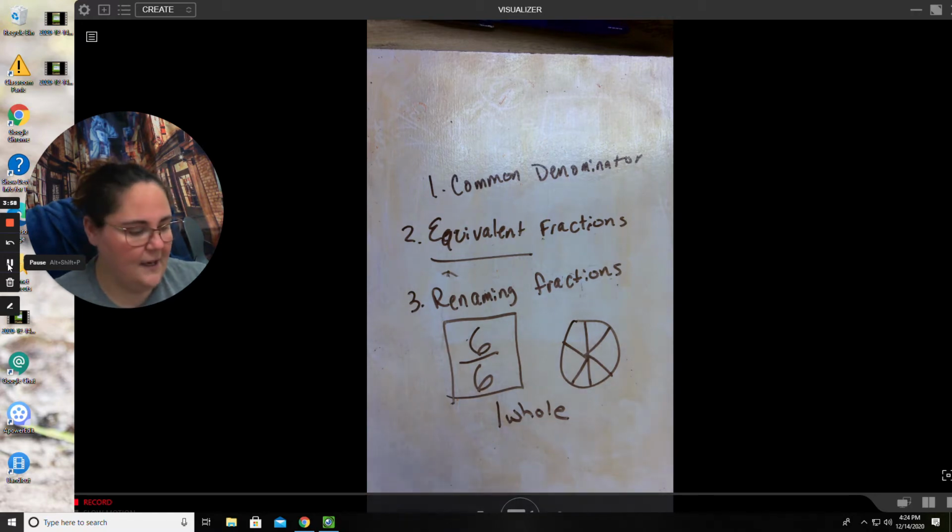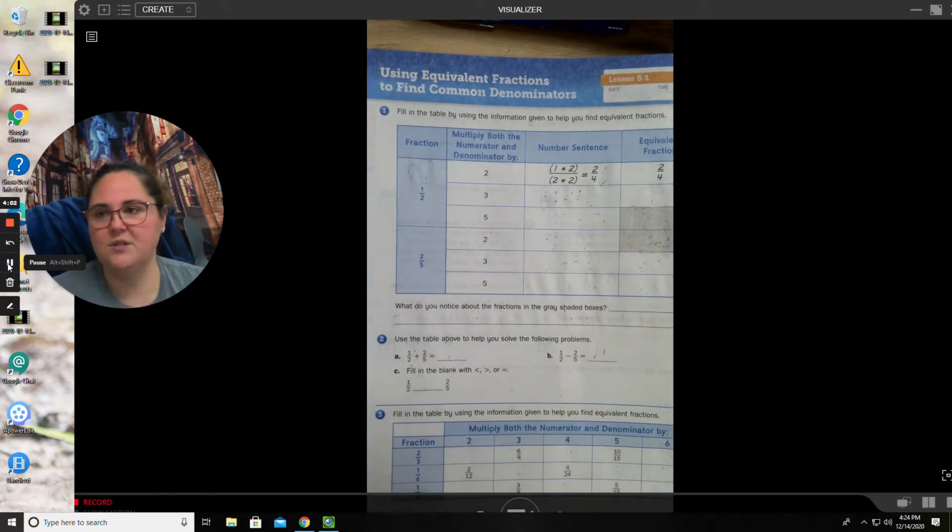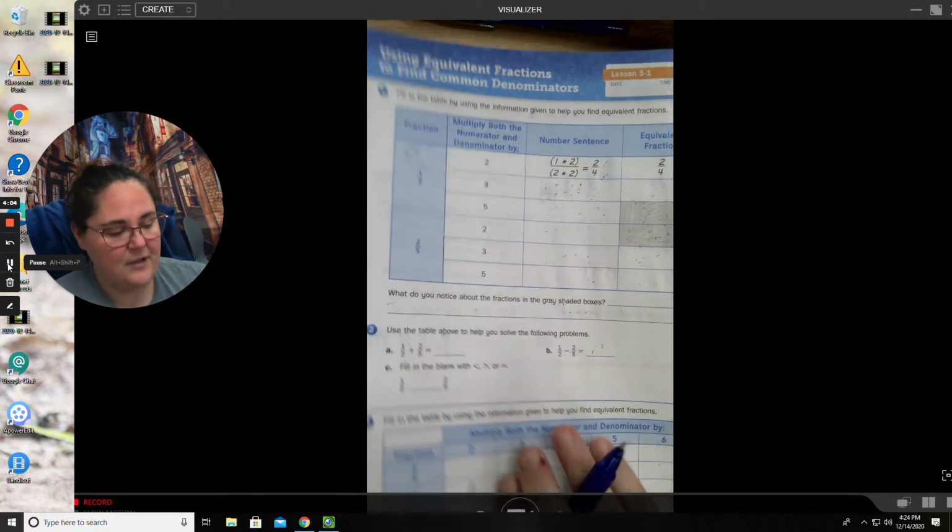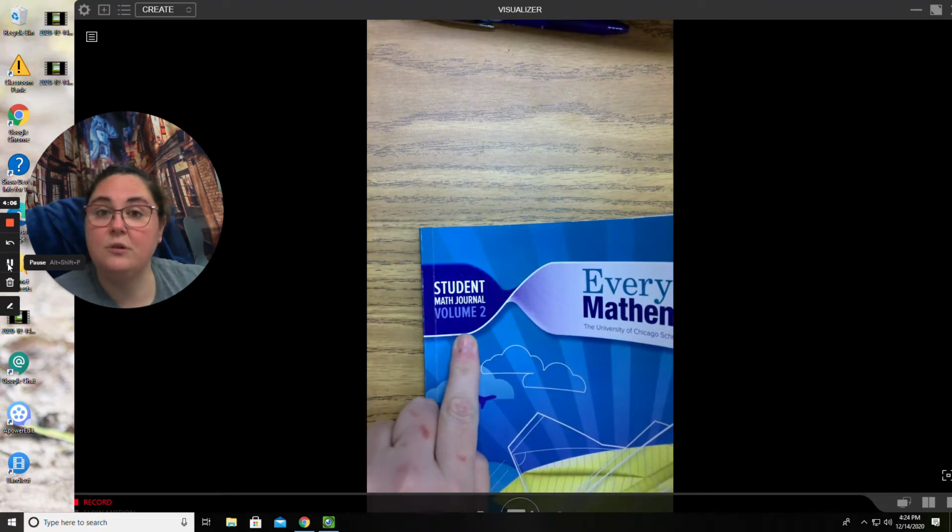We're going to be working in our math workbook, page 154. So this is the Everyday Math Student Journal, Volume 2. That is where we are.